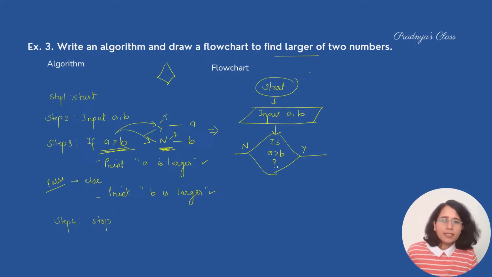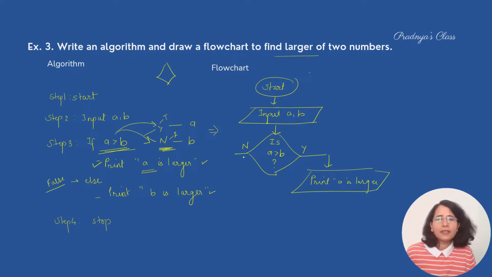If A is greater than B, we have to write this statement. If A is greater than B means what? We have to print the message that A is larger. You can use a printf statement here also. Print A is larger. And for output we need a parallelogram. So you can draw it like this. And for no, this is our else part, that is the no part. Here we are printing B is larger. So you can print the message here.